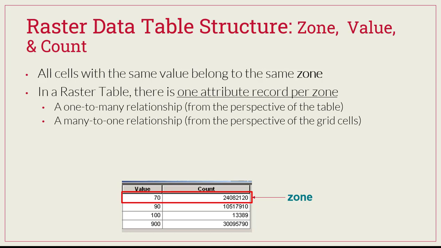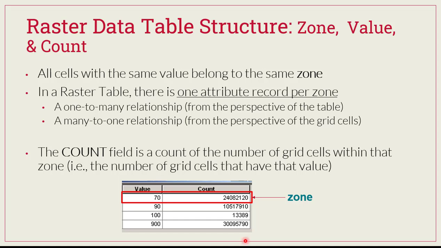So this is again the reminder that we do not have a one-to-one relationship with the cells and the table records. And just a reminder that this count is the number of grid cells that are within that particular zone.